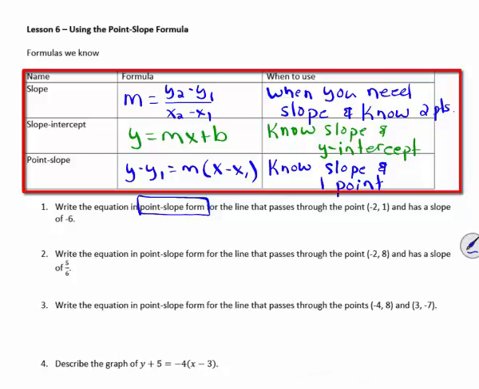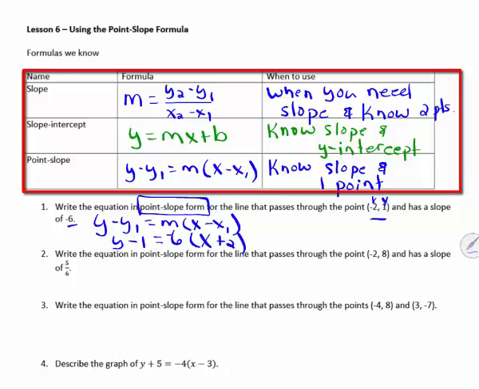For the line that passes through the point, so here's your point, and here's our slope. So that means we're using our y minus y1 equals m times x minus x1, and I'm going to fill in my information. So my point, this is x, this is y. So we're going to have y minus 1 equals, and then we're going to have negative 6, times x. Now minus a negative 2 means it's plus 2. And then you can leave it like that, because that's point slope form. And you're done. Pretty easy.